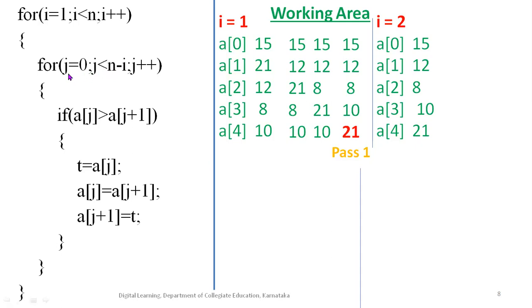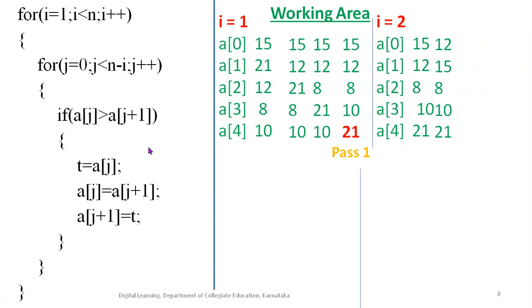So first time when j is 0, we enter inside the j loop. Now we have the decision making statement a of j and a of j plus 1, that is a of 0 and 1 are being compared. So a of 0 is 15 and a of 1 is 12. Is 15 greater than 12? Again true. So these two elements are going to be swapped. So after swapping, the list is going to appear like this: 12, 15, 8, 10 and 21.